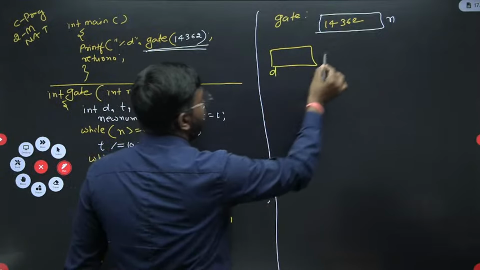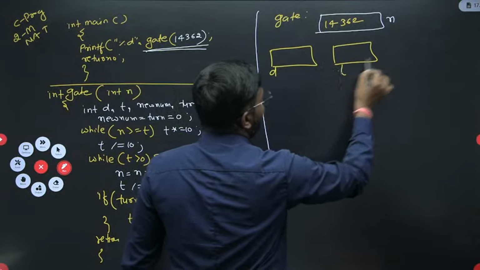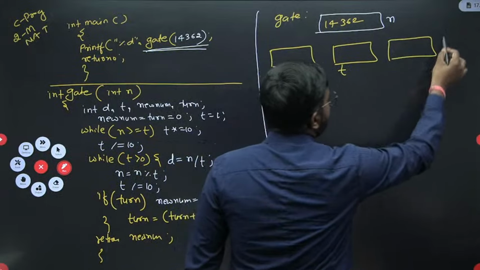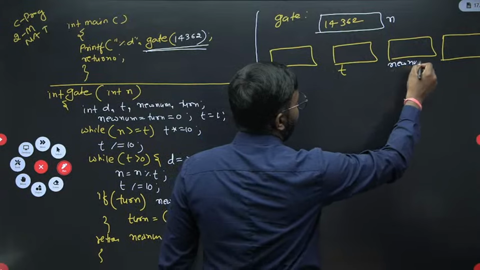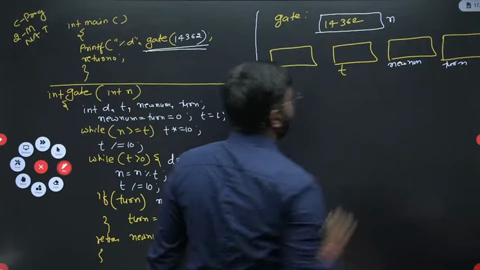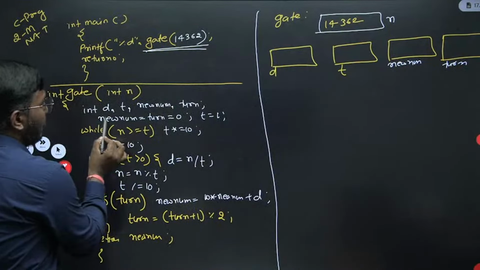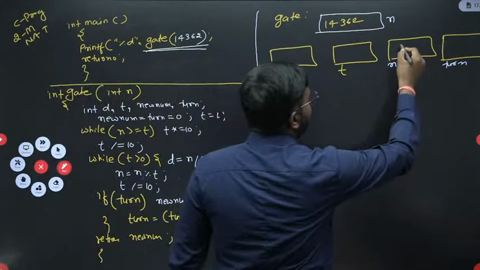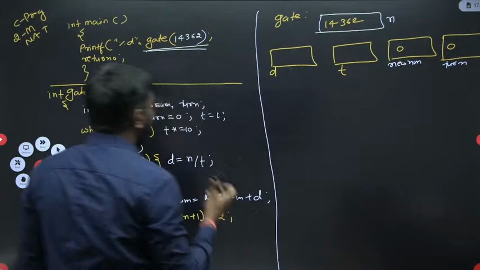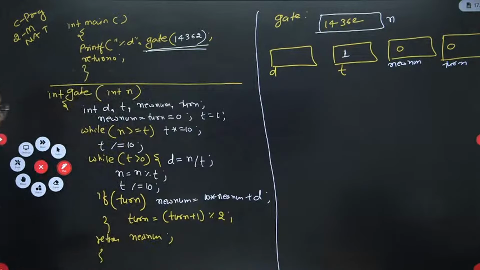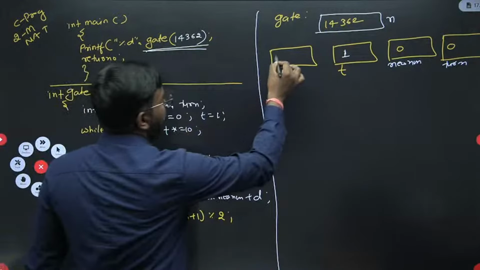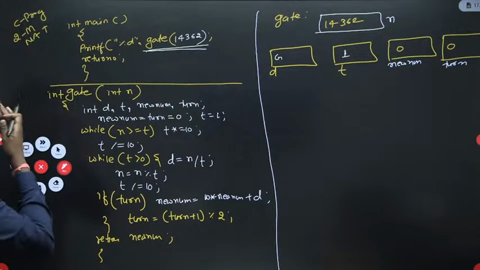Done. Then we have many more variables here. One is d, one is t, one is new num, and one is turn. Initially, new num and turn are initialized to 0, this is 0 and this is also 0. Then t is equal to 1, this value is 1. And d has a garbage value, some garbage value. Now start executing.